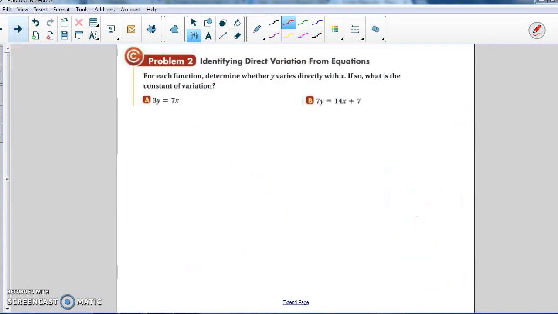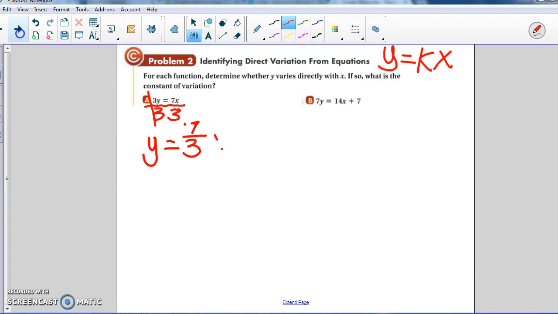Identifying direct variation from equations. For each function, determine whether y varies directly with x. If so, what is the constant of variation? We need to see if we can rewrite the equations into y equals kx form. I need y by itself, so I divide by 3. I get y is equal to 7/3 x. This is the same format as y is equal to kx, and k is equal to 7/3.